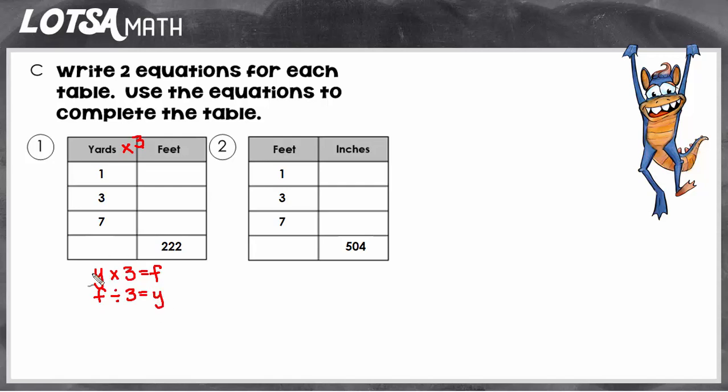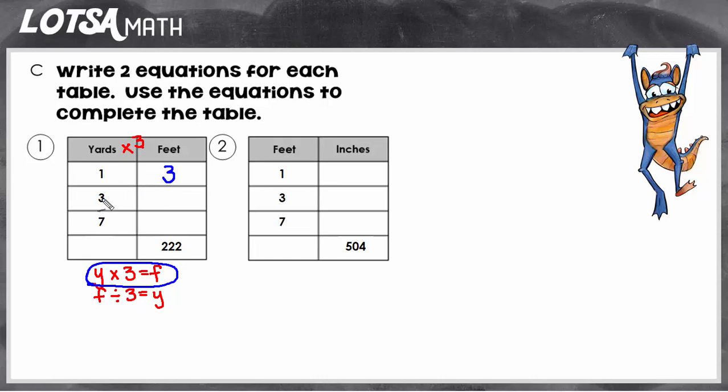And now the directions said to use these equations to help you fill in the table. So for the first 3, I want to use my first equation because I'm looking for feet and my first equation ends in feet. So this will be a good one to help me figure it out. So for this one, I would just substitute the y for a 1. So I would have 1 times 3 equals f. So f would equal 3.